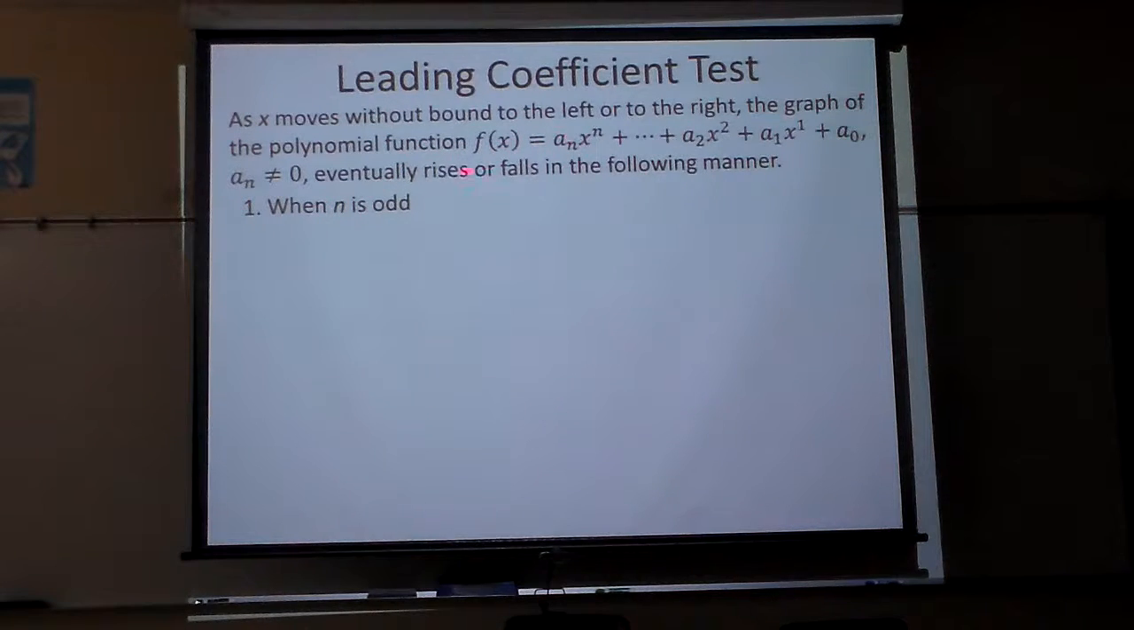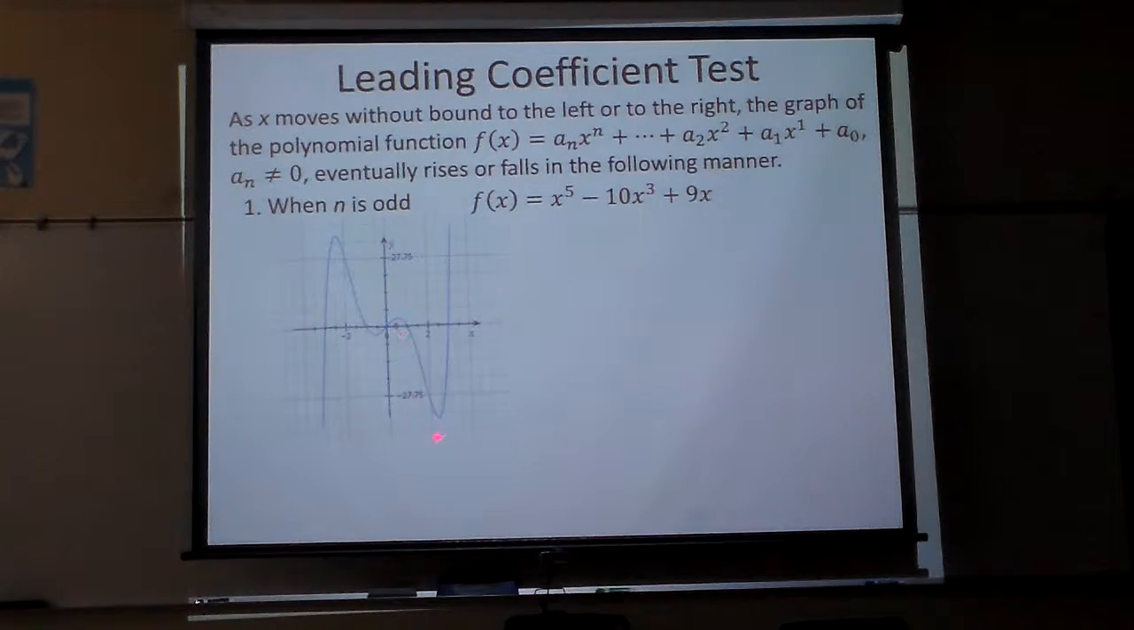When n, the exponent, that is the degree, is odd, like in this problem right here, you have a 1, a 3, a 5. It doesn't matter what these are, they could be 2, 4. As long as that first one, the biggest one, is a 5, it makes the whole thing an odd function, because that's going to outweigh the others as you approach infinity. So what happens is this. It'll look something like this here.